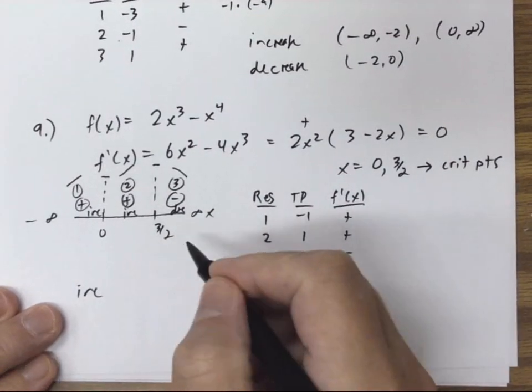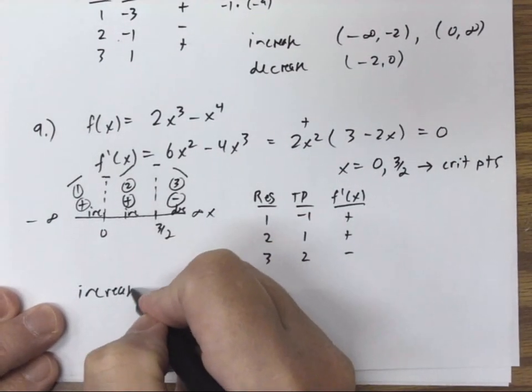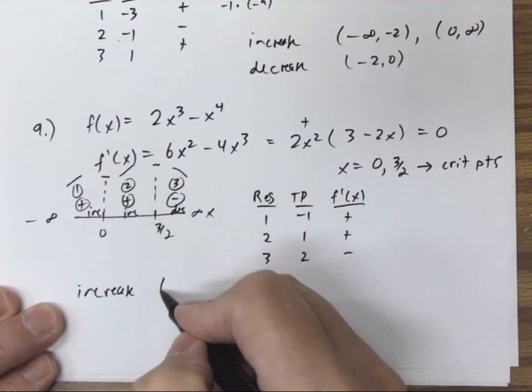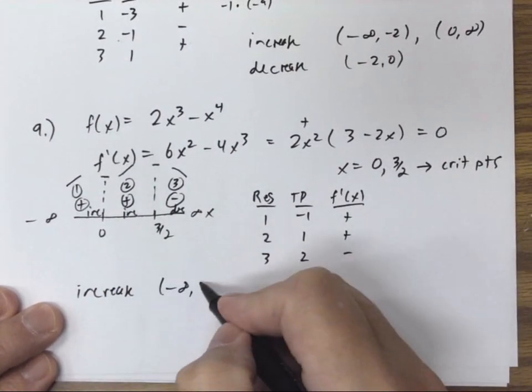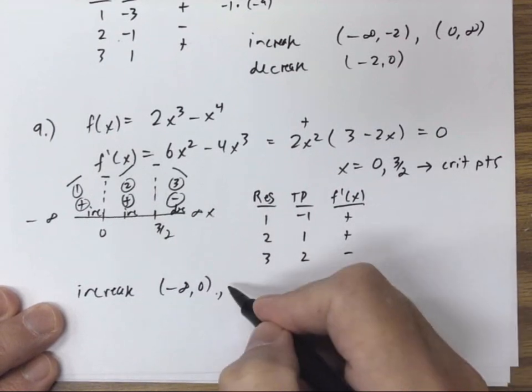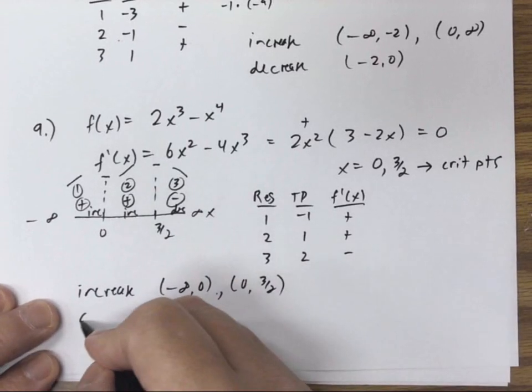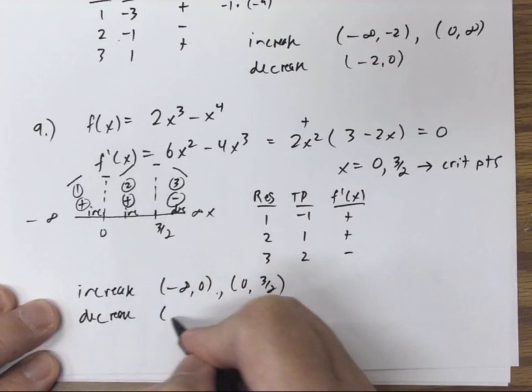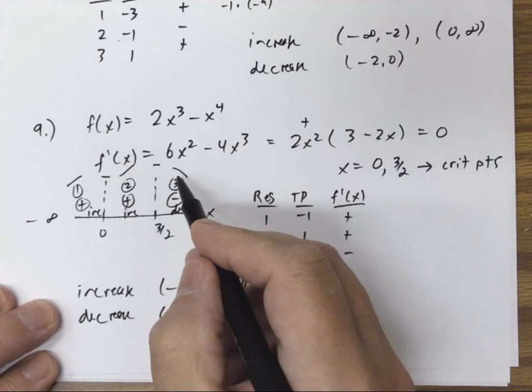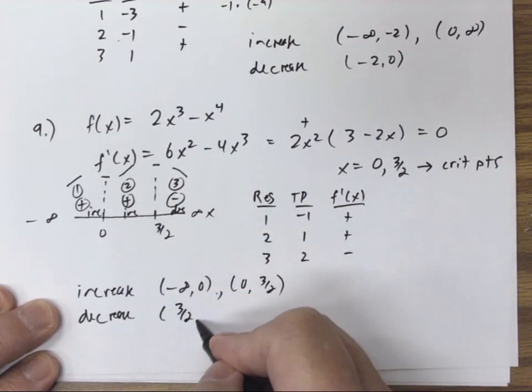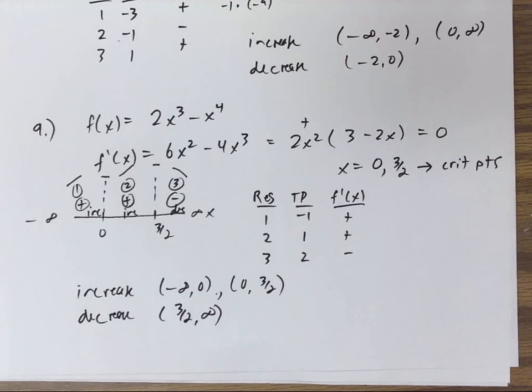All they want to know are the intervals of increase and decrease. So increasing looks like -infinity to 0, and then also from 0 to 3/2. And the intervals of decrease are from 3/2 to infinity. And just to make sure I didn't mess up, let's see what the key says. And I believe that's correct.